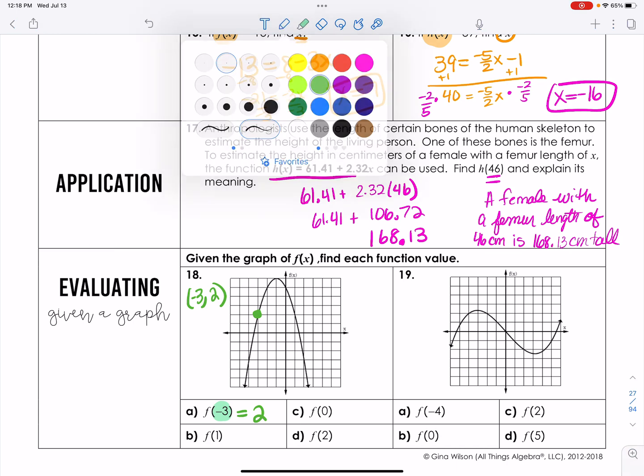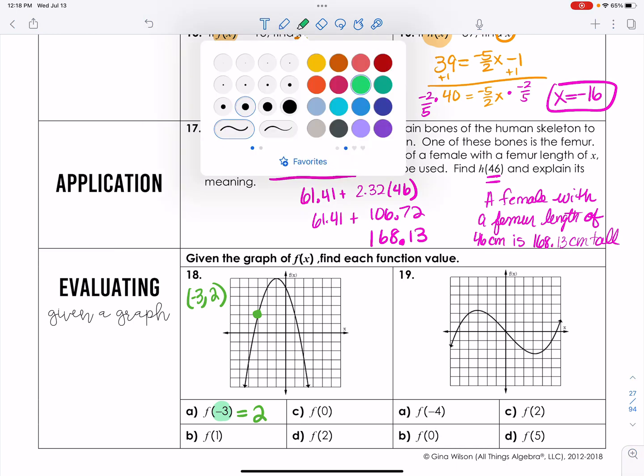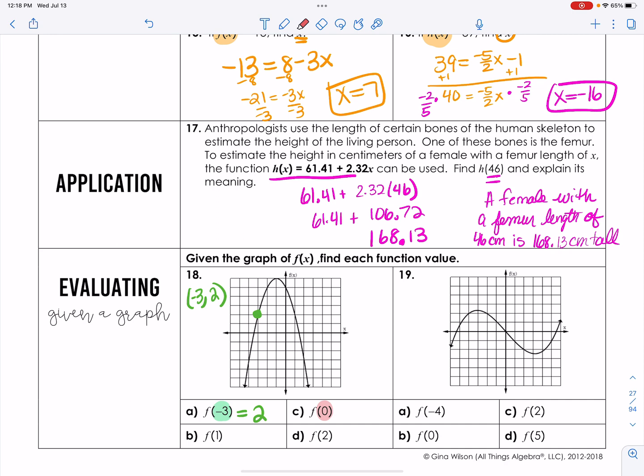Okay, so same thing. Let's try this one a couple more times, because once you get it, you're like, oh, it's not that bad. So I'm looking for an x value of 0. So if I follow my graph to 0, it's right here. My x is 0 and my y is 1, 2, 3, 4, 5.